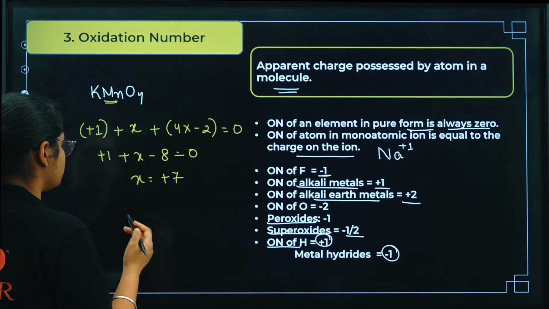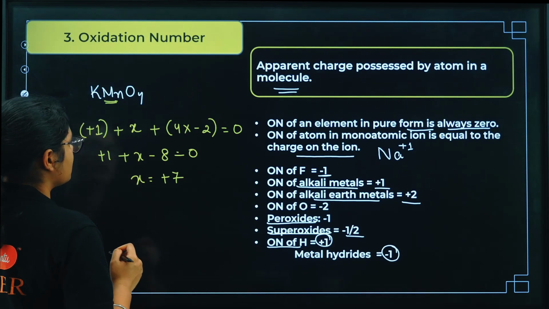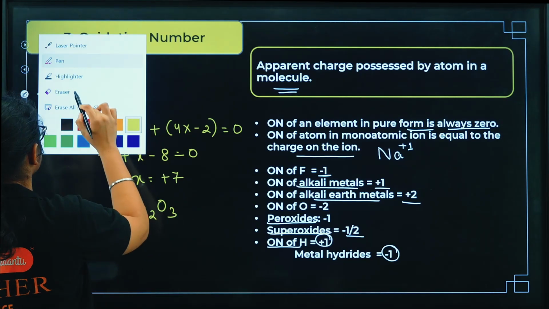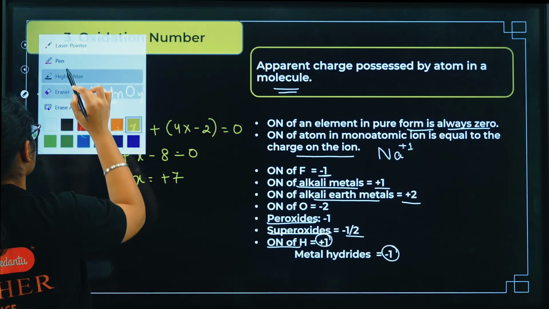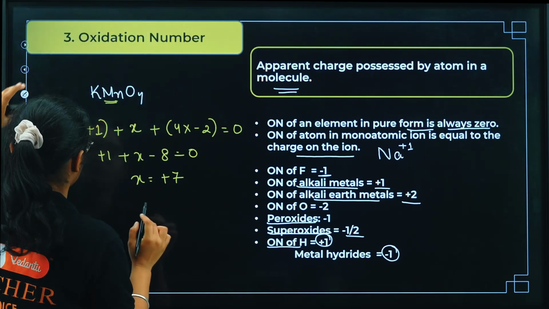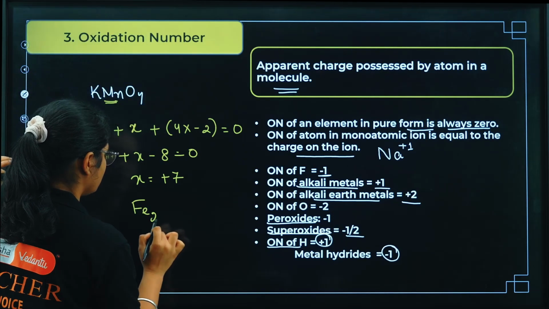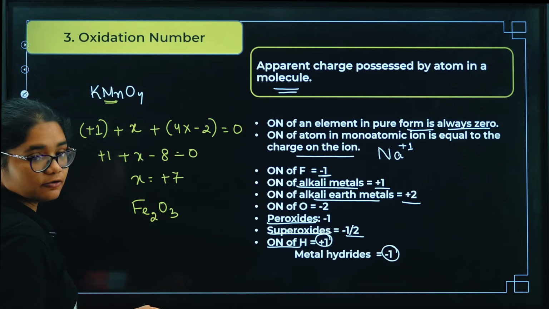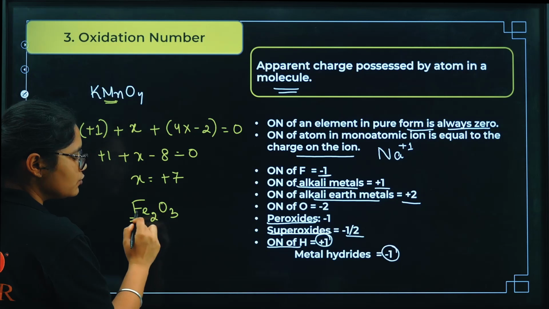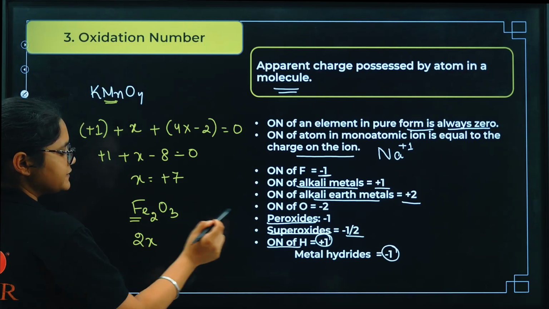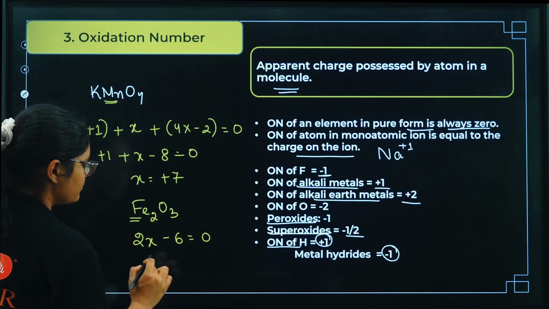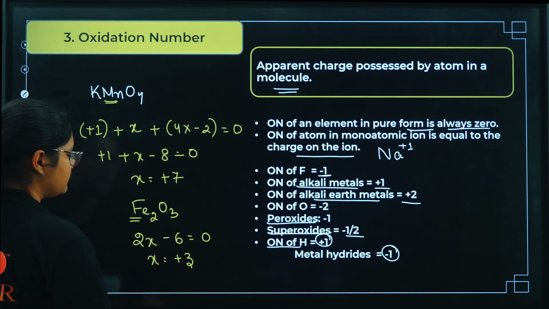Clear? Now let us do one more question like this. For example, if I take Fe2O3, you want to calculate the oxidation state of iron. We don't know, let it be X. Now there are 2 iron, so it will be 2X, right? Oxygen I told you is -2. There are 3 oxygen, so it is -6, and the net charge will be equal to 0. So if I calculate, X will be +3 here, right?